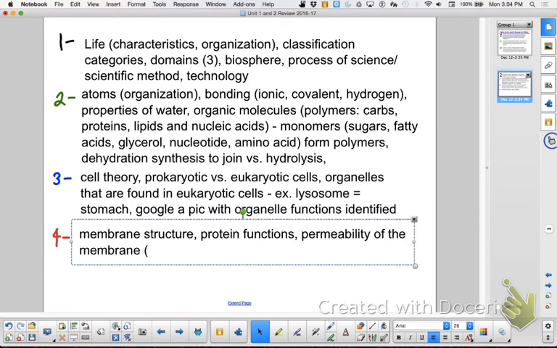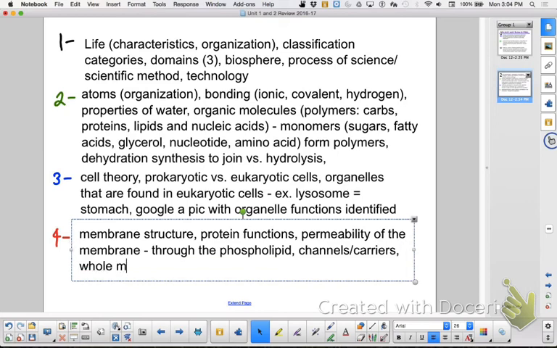Then we talked about permeability of the membrane. Right? We said, what are the 3 ways to cross? Through the phospholipid. But you couldn't be what? Large or charged. What else? Channels or carriers, and what? Whole membrane. Now, when you talk about through the phospholipid, this is when you're talking about osmosis. And so we talked about osmosis. We talked about hypertonic. Remember these words?